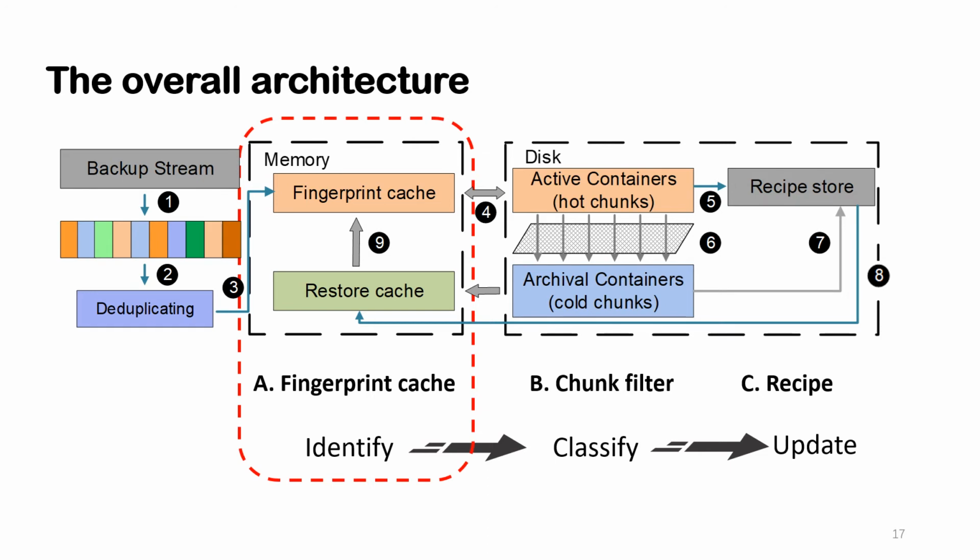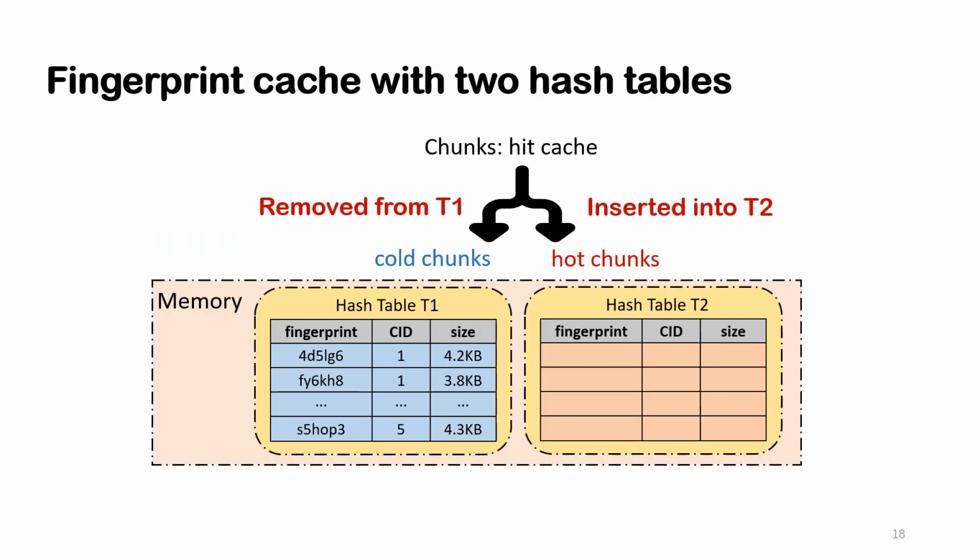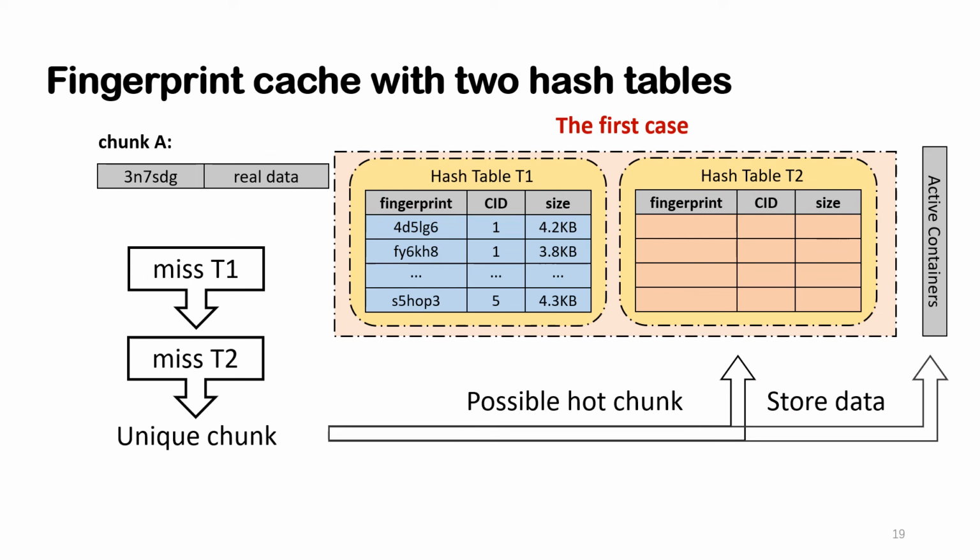The fingerprint cache is used to identify the hot and cold chunks. We maintain 2 hash tables in the fingerprint cache, which respectively store the cold and hot chunks. The chunks which hit the cache or first appear are hot chunks. All chunks can be classified into 3 cases during processing. In case 1, chunk A misses the cache and is identified as a unique chunk. We insert its metadata into T2 and store its data in an active container.